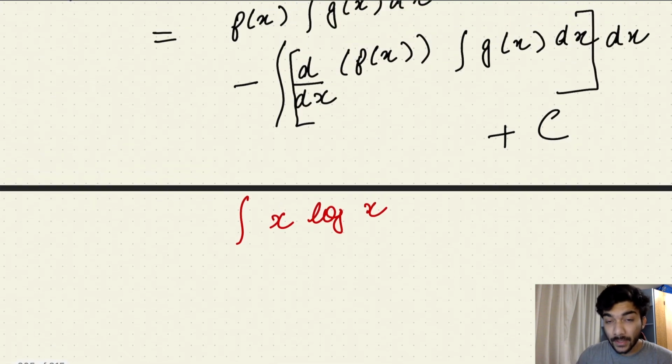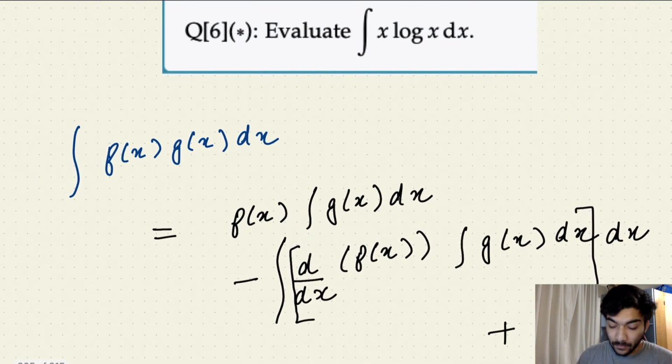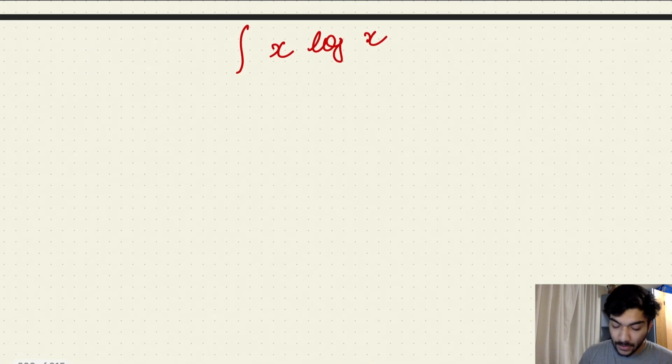And you remember I said in the beginning that whenever you have to choose your first and the second function, always choose the second function to be the one you already know an integral for. So in this case, we don't know about the integral of log x, but we definitely know the integral for x in this case, right? So that is why this is x log x dx.